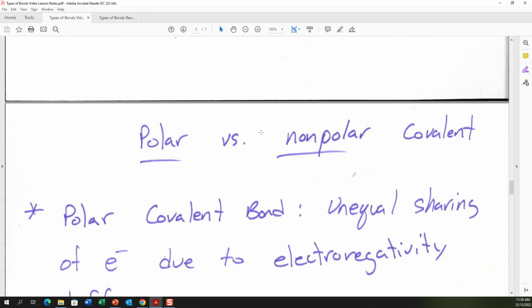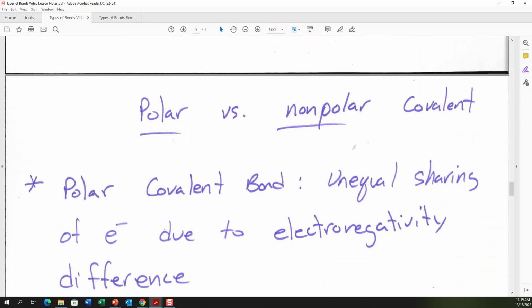Also, with covalent bonds, we have to worry about this thing called polarity. Are they polar or are they non-polar? A polar bond is still a covalent bond, so the electrons are being shared. A non-polar bond is still a covalent bond, so the electrons are being shared. And it's really just how well do they share? That's really what it comes down to.